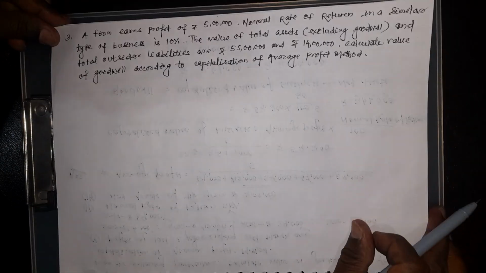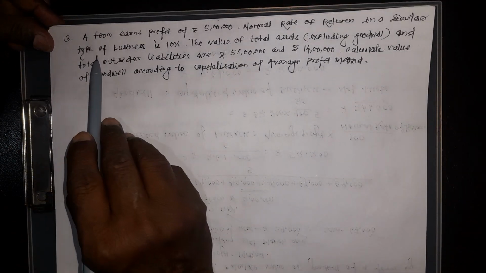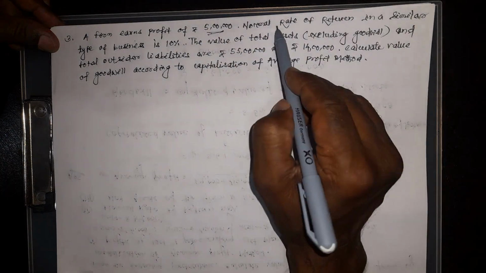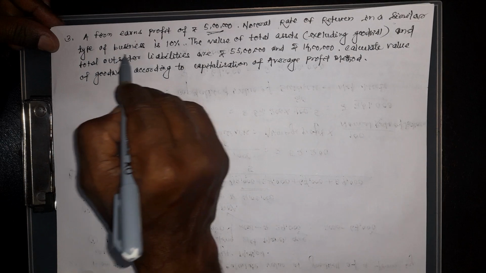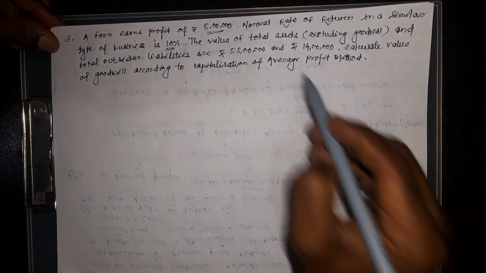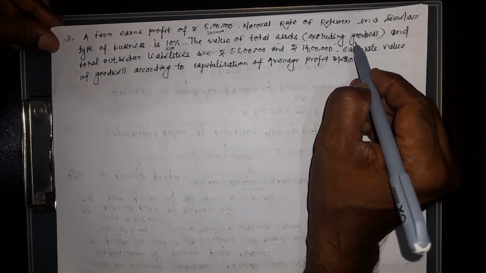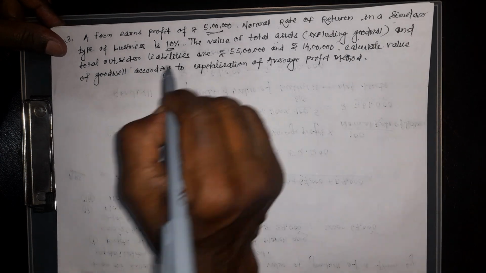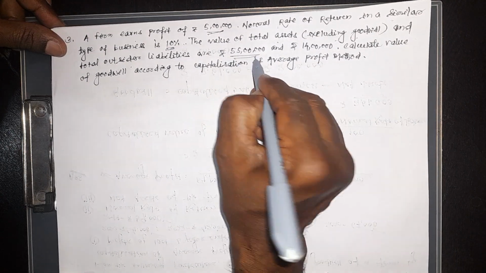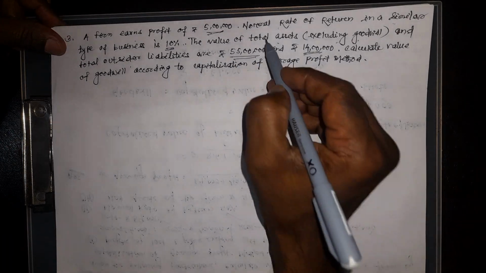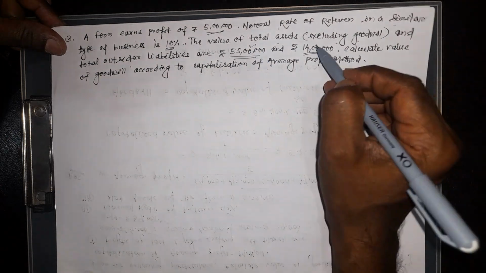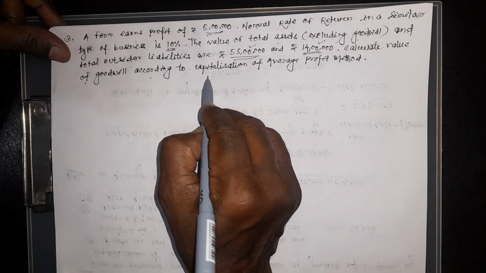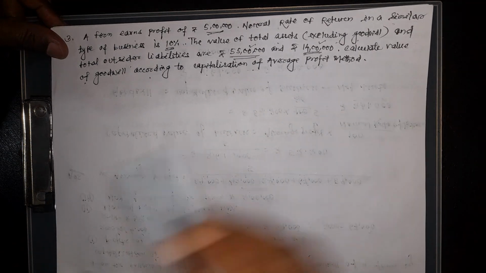So here, read the question first. A firm earns profit of rupees 5 lakh. Normal rate of return in a similar type of business is 10%. The value of total assets excluding goodwill, which means if there is existing goodwill it is excluded, and the total outsider liabilities are given as 55 lakhs and 14 lakhs. So total asset is 55 lakh and total outside liability is 14 lakhs. Calculate the value of goodwill according to the capitalization of average profit method.